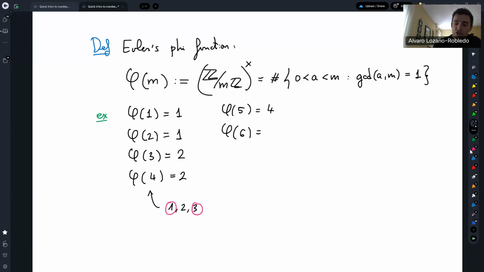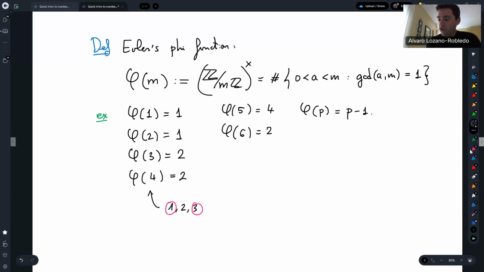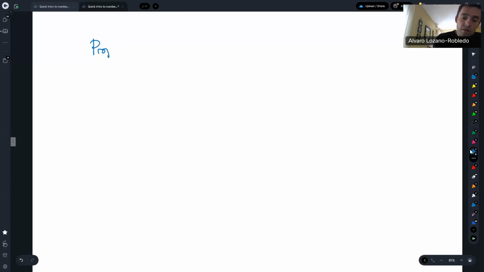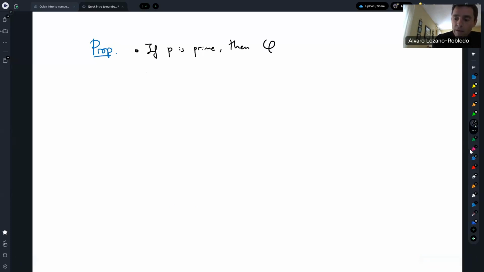Phi of 6, you can check that there's 2, and more generally, if we have a prime, we've said that everything except 0 is a unit, so phi of p is p minus 1. And we can use that and other formulas to compute values of the Euler phi function as follows. First, if p is prime, then phi of p is p minus 1.